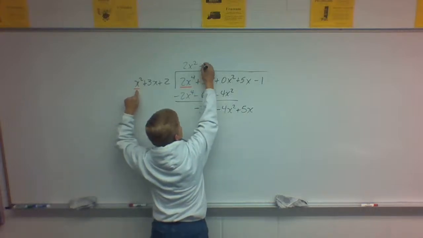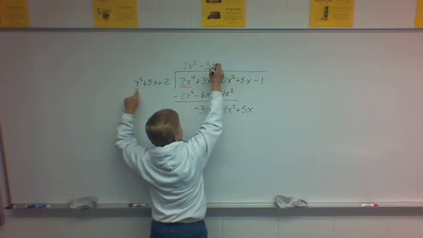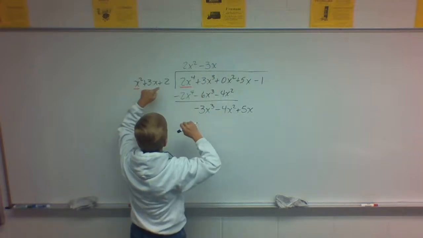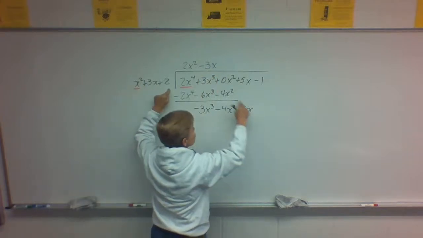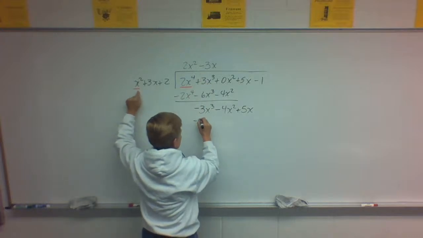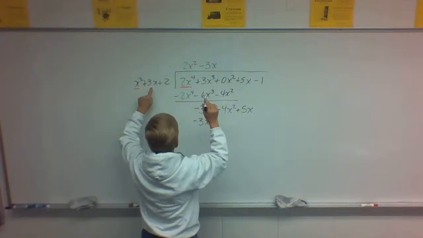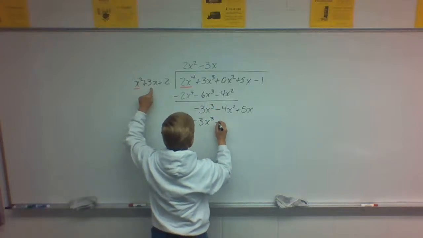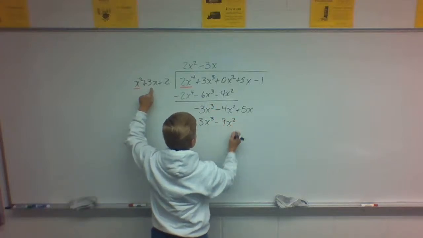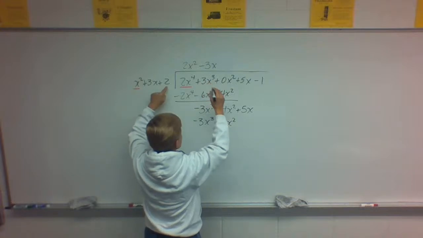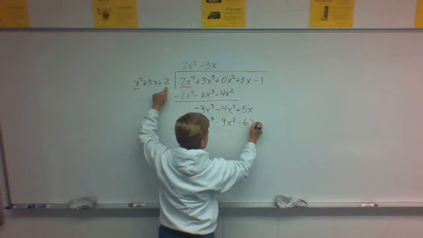Negative 3x, that goes up here. Then we take that negative 3x times all of these and write them here. Negative 3x times x squared is negative 3x cubed. They had better turn out the same, or you made a poor choice. Negative 3x times positive 3x is negative 9x squared. And negative 3x times 2 is negative 6x.